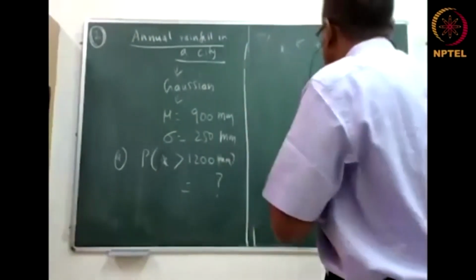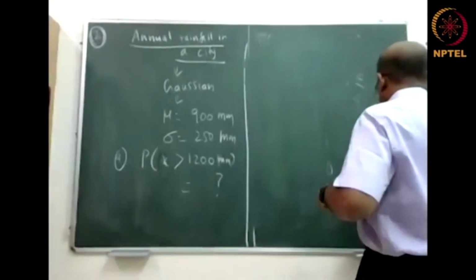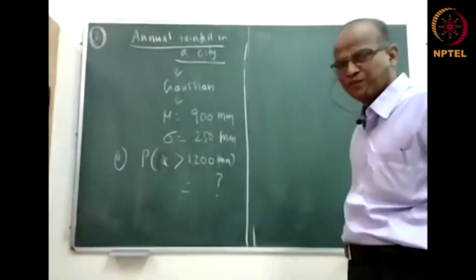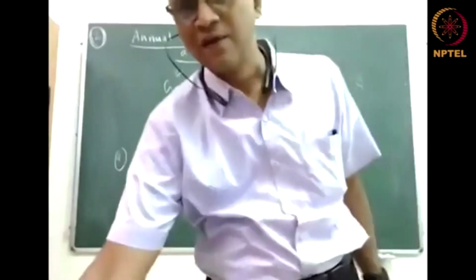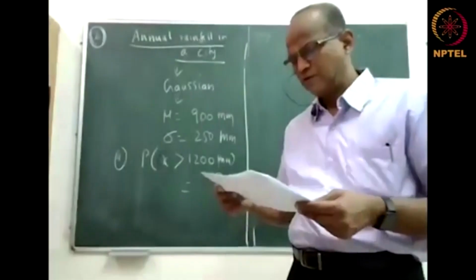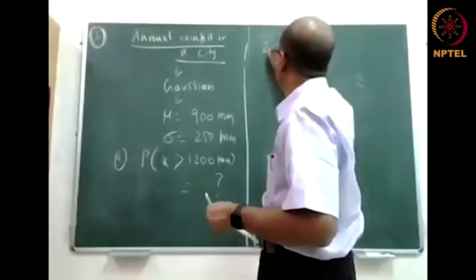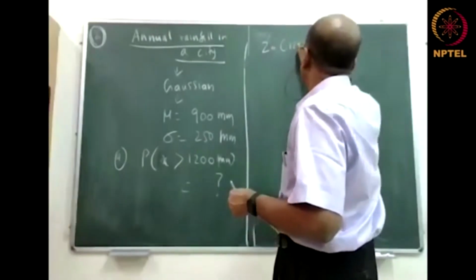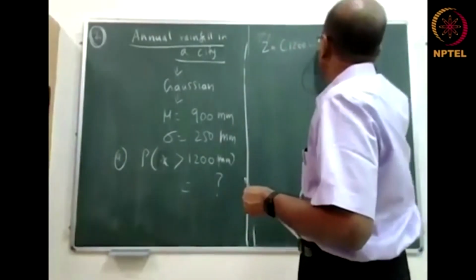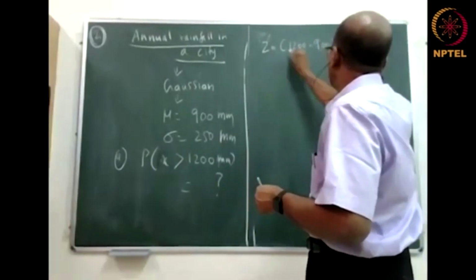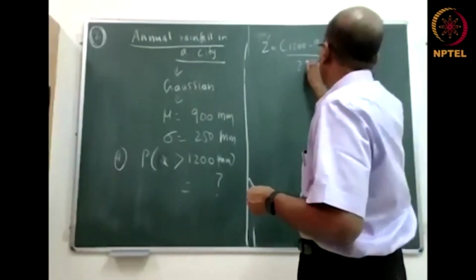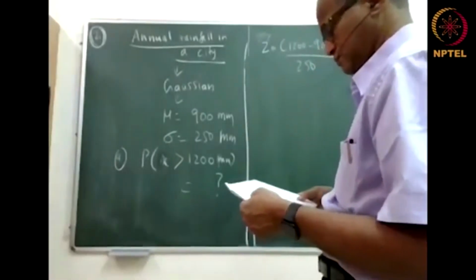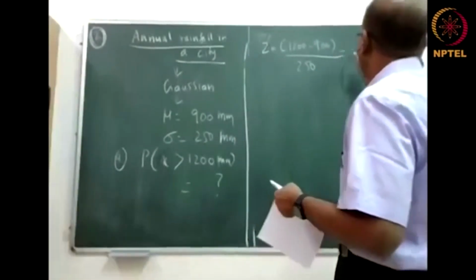Yes, tell me. Let's do the steps, Ujjal. Let's go ahead. Sir, we can convert it into small z. This is in x. We'll convert it. Z equal to 1200 minus 900 divided by 250. Very good. How much is it? It's 1.2.